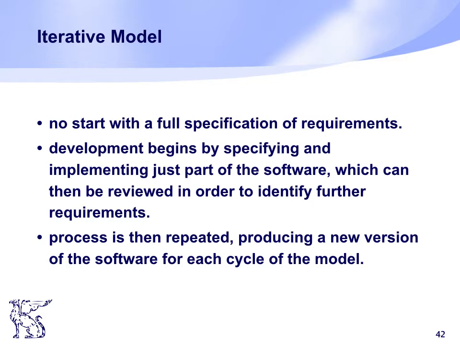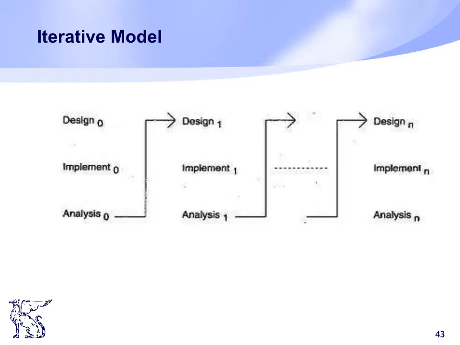So the most important thing here is that it does not attempt to start with a full specification of requirements. It starts with specifying and implementing just part of the software, which is then reviewed to identify further requirements. So this is the iterative model. You can see here that we will develop the system through repeated cycles and in smaller portions at a time.